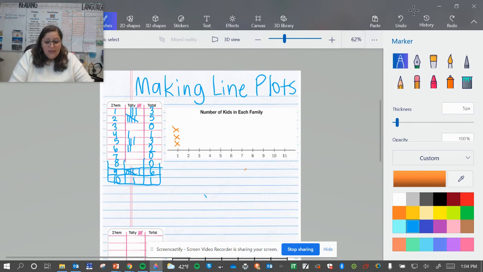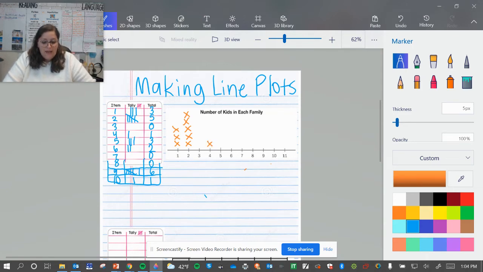How many families had 2 kids? 5. So we're going to draw 5 X's. Notice how I'm lining up this X, lining up this X, lining up that one, and then I do 2 more of the same size. How many families had 3? None, so I'm not going to draw any X's. How many families had 4? 1, so I'm going to draw an X right there.